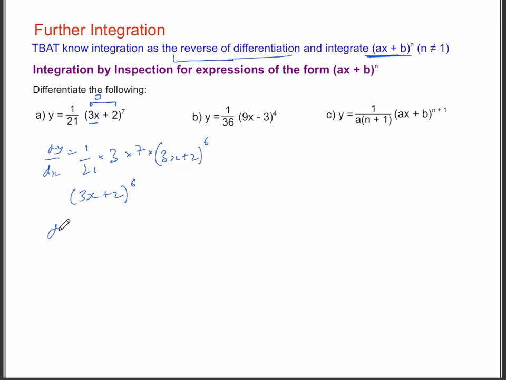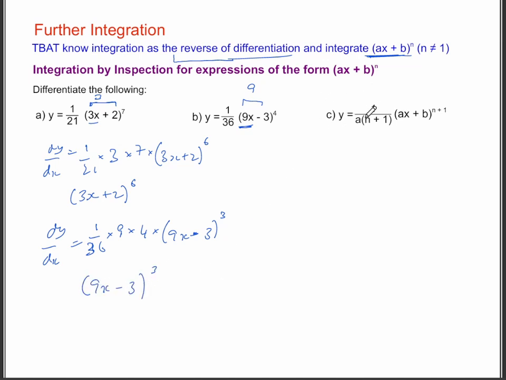For b, same thing. So dy over dx is equal to 1 over 36 times the derivative of whatever is inside the bracket, which is 9, which comes from the derivative of 9x. Remember, the derivative of negative 3 is just going to be 0 because it's a constant. So multiplied by 9, then multiplied by the power, which is 4, then multiplied by the bracket 9x minus 3 power 3. And this gives us 9x minus 3 power 3.